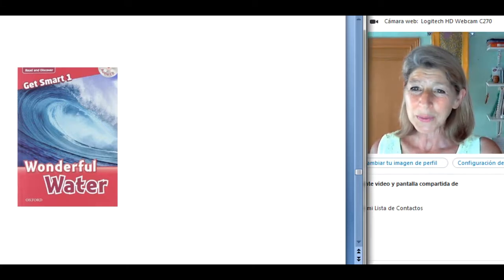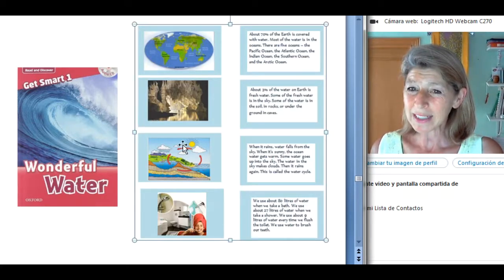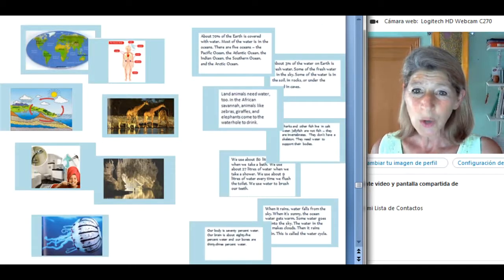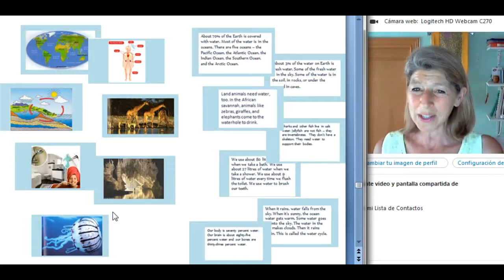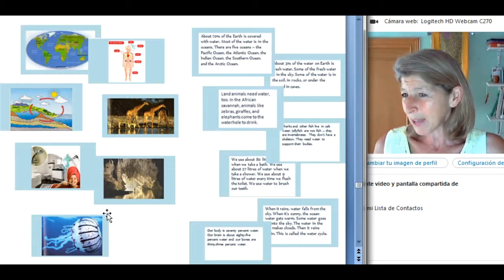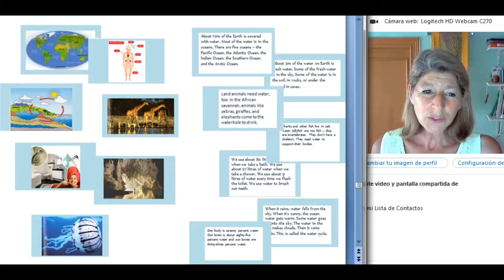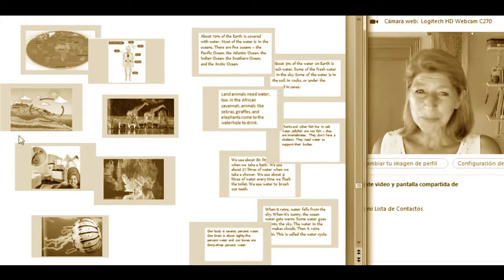So what do we do? We take the information from the book, we put the images on little mini cards, we put the sentences and paragraphs on little mini cards, and then we mix them up. And our students have to match the images to the information. And then you can say put them in the past, put them in the future, whatever you want to do so that they're interacting with the material even more. And so that was my scaffolding tip for today.